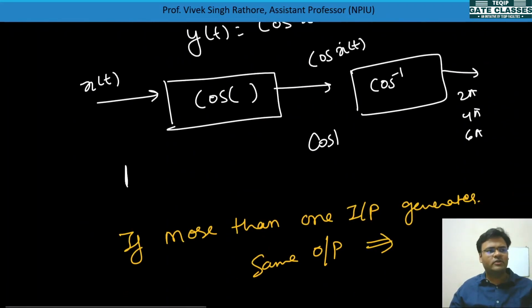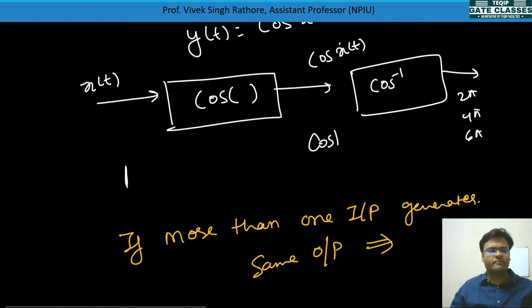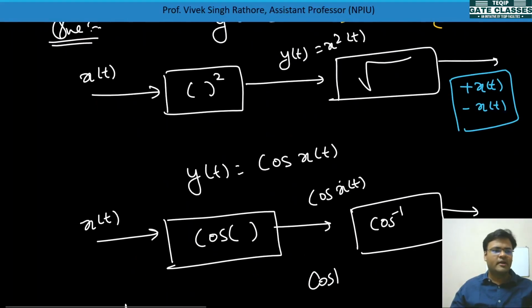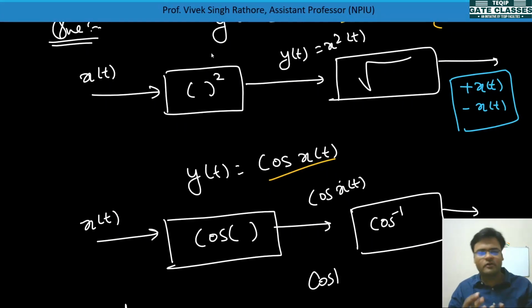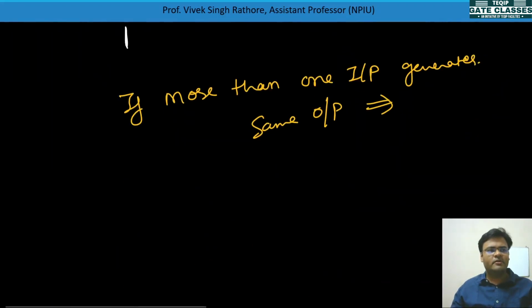So whenever more than one input will produce the same output, like here cos of x(t) is there, many values of x(t) will give the same response after taking cos. So if many inputs are producing the same output, then that system will obviously be a non-invertible system, right?